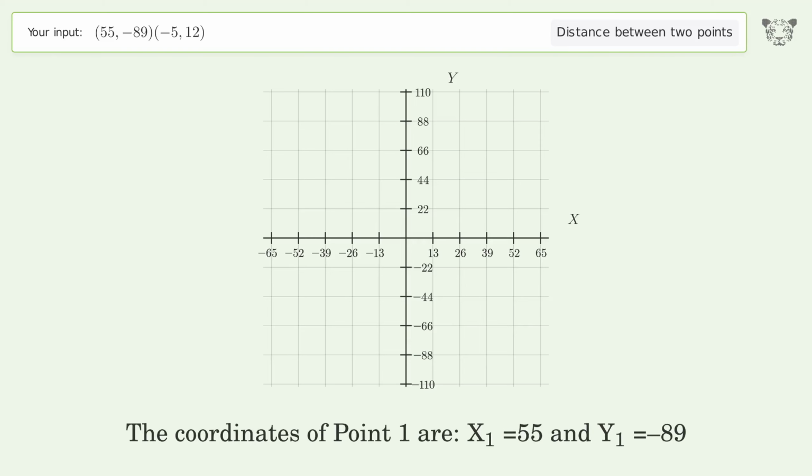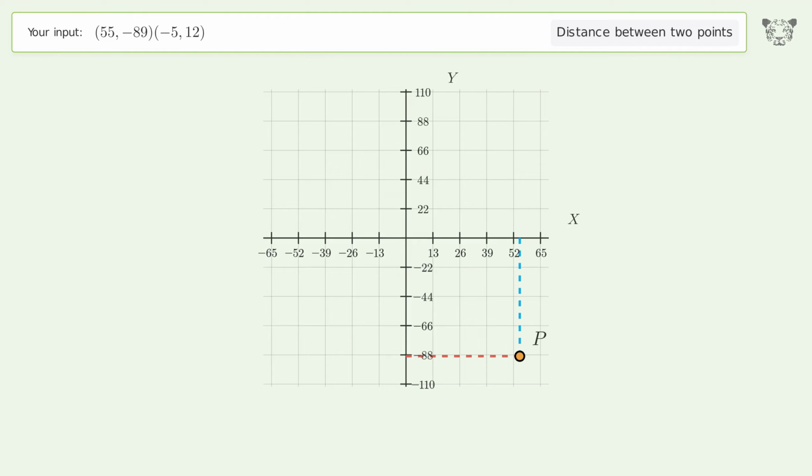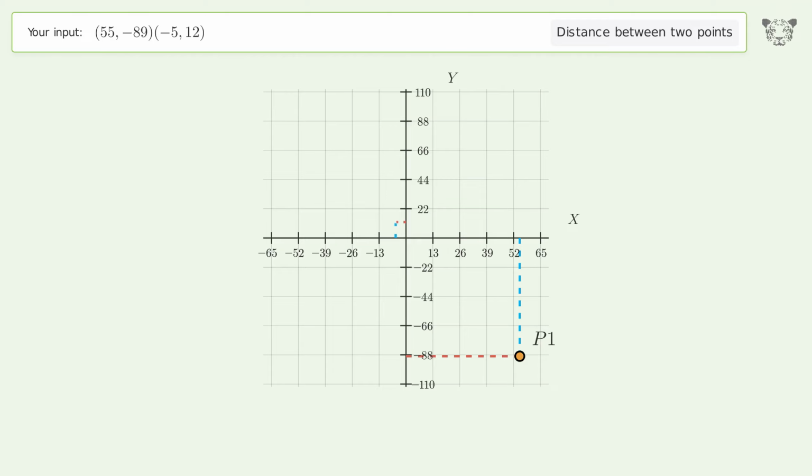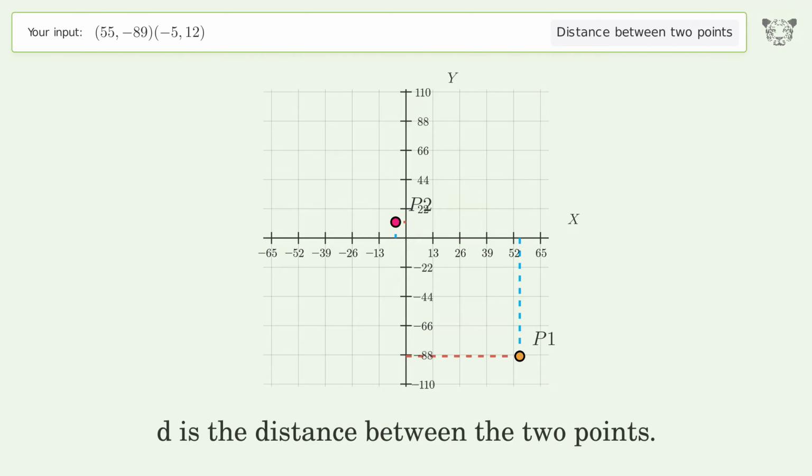The coordinates of point 1 are x1 equals 55 and y1 equals negative 89. The coordinates of point 2 are x2 equals negative 5 and y2 equals 12. D is the distance between the 2 points.